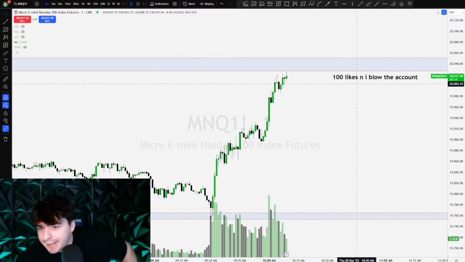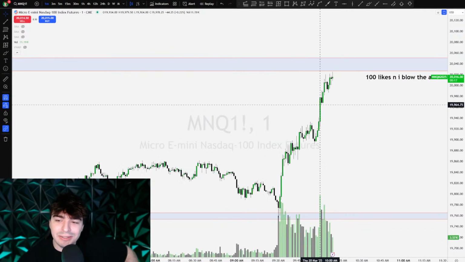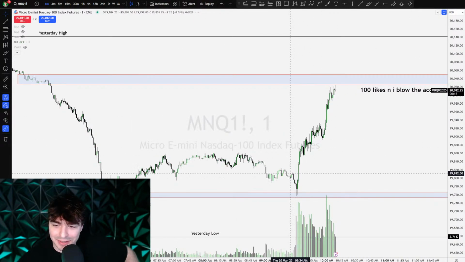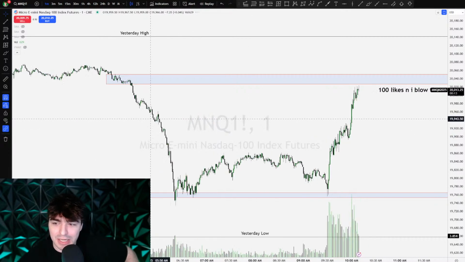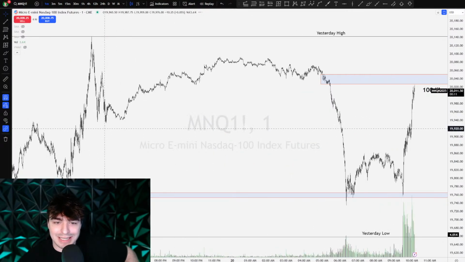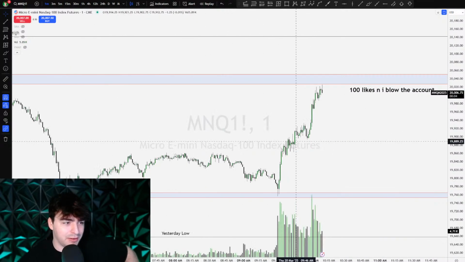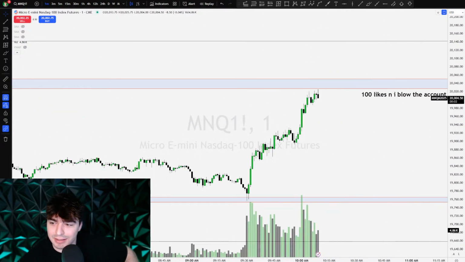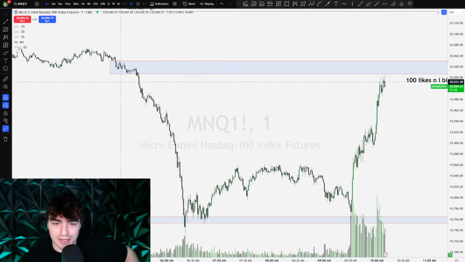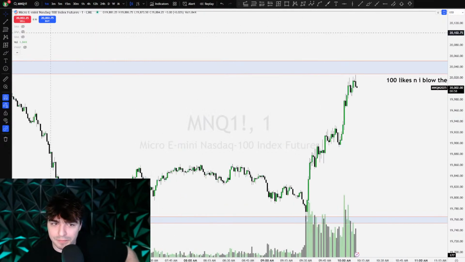Oh man, I'm a little nervous for this short, just because yesterday we saw an insane move higher. This move right here was way overextended. It broke every standard deviation or whatever of the VWAP.